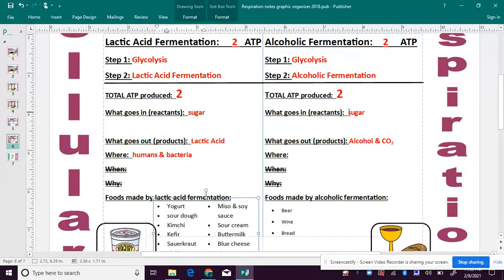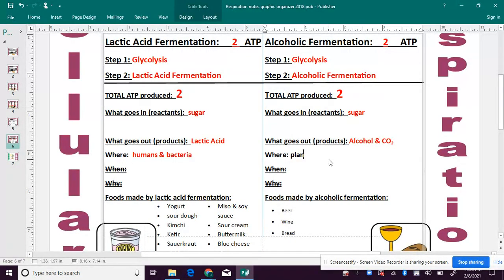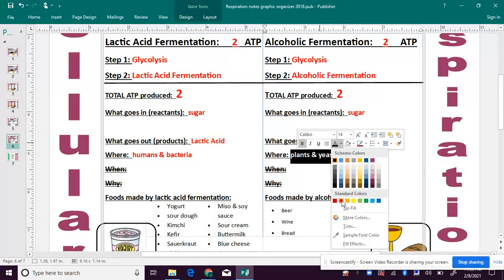And so what we start with is the sugar, and what we end with is alcohol and carbon dioxide. And that one's really important, the CO2. This is occurring in plants and in yeast cells. Plant cells undergo fermentation and yeast cells undergo fermentation.